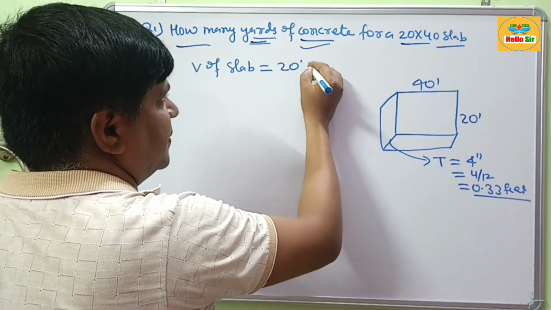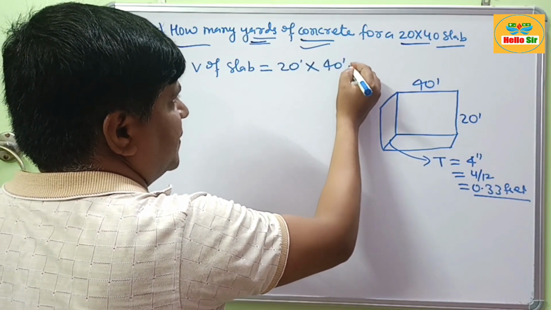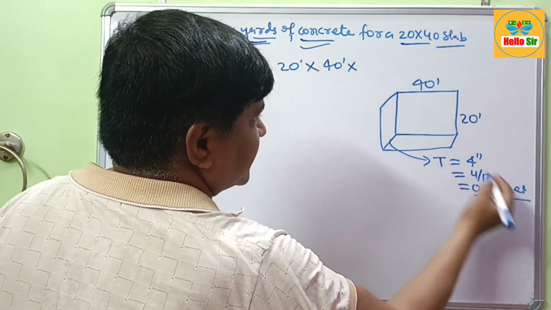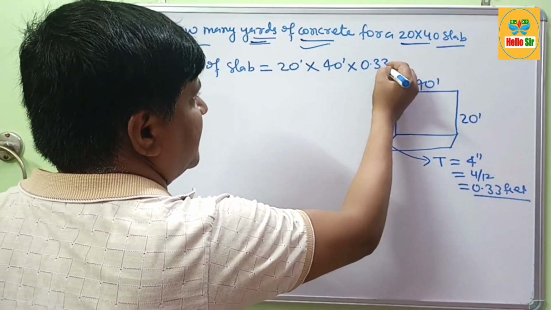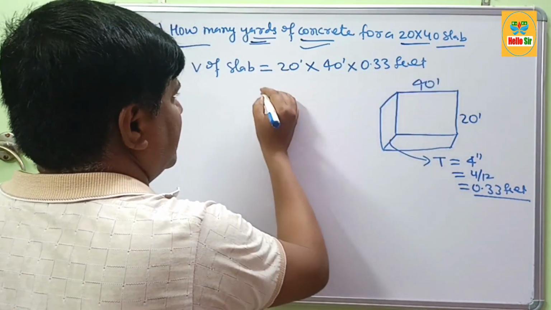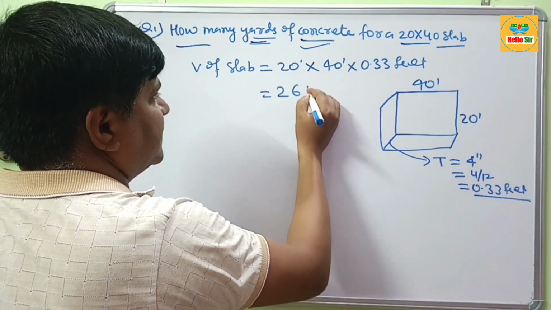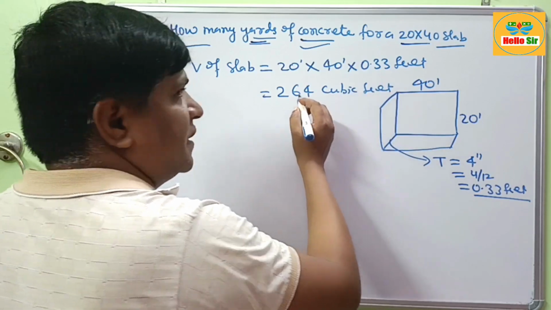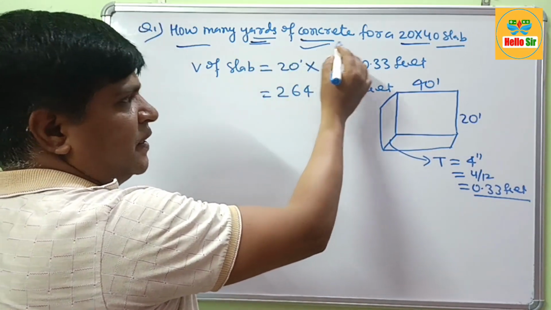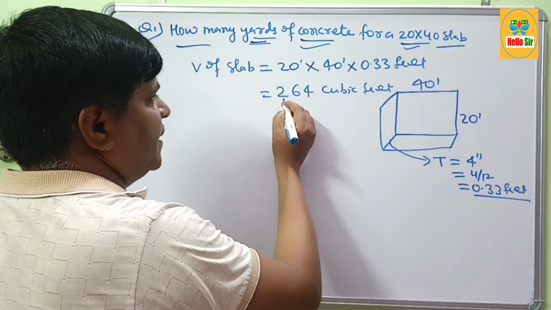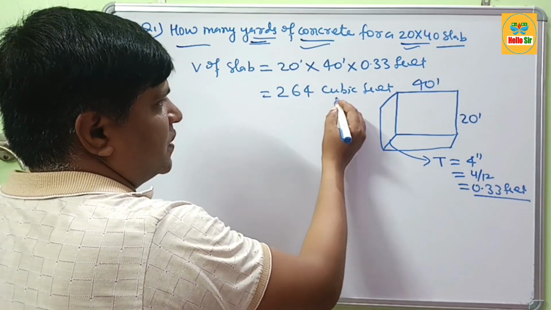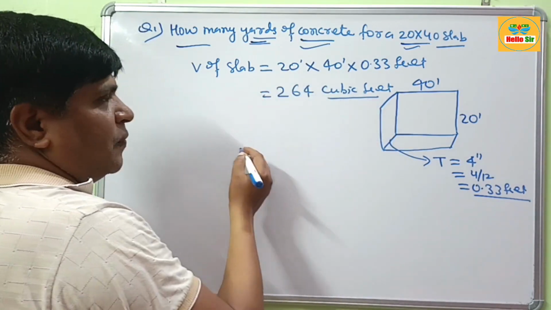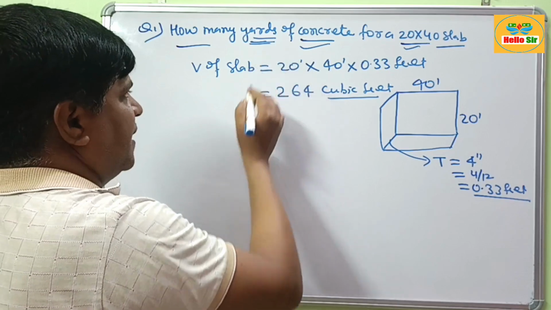20 feet multiplied by 40 feet multiplied by the thickness 0.33 feet, and this will come to about 264 cubic feet. It means that if your question is how many cubic feet of concrete is required for this slab, you need about 264 cubic feet of concrete, but your question asks in yards.